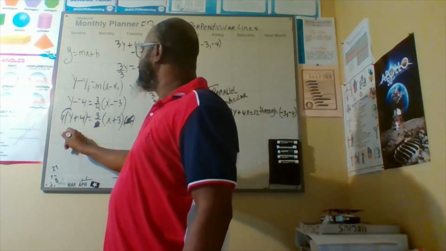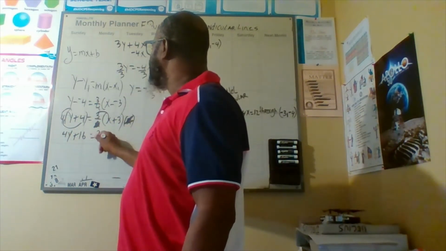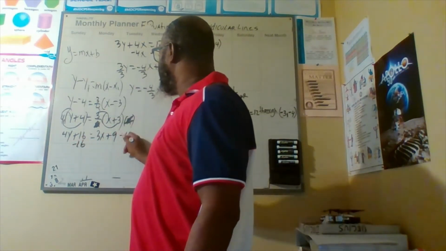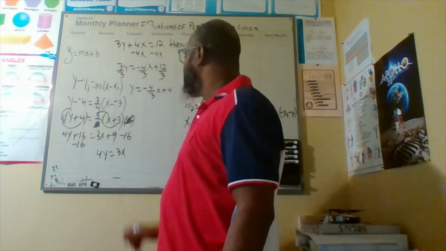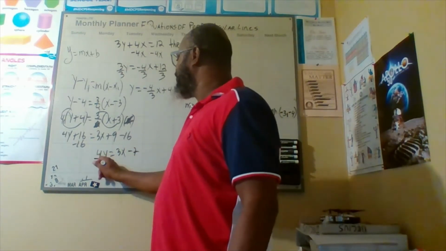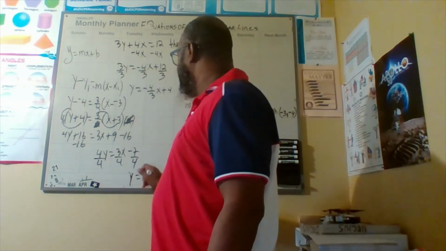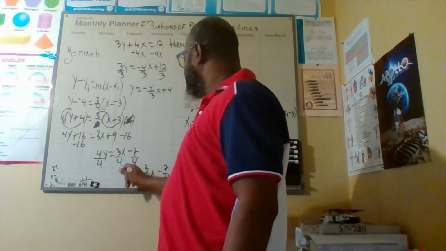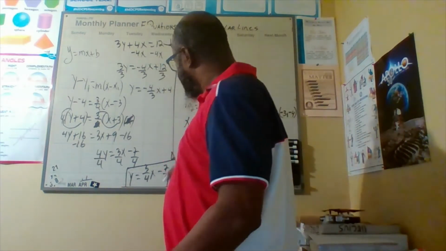I'll give you 4y plus 4 times 4, which is 16. Now you see 3 times x is 3x, 3 times 3 is 9. You subtract 16 from each side and solve for y. Then you will have 4y equal 3x minus 7, divided by 4, divided by 4, divided by 4. Then you will have y equal 3/4 x minus 7/4. This is the equation that is perpendicular to that equation. So I hope that you understand what's going on.